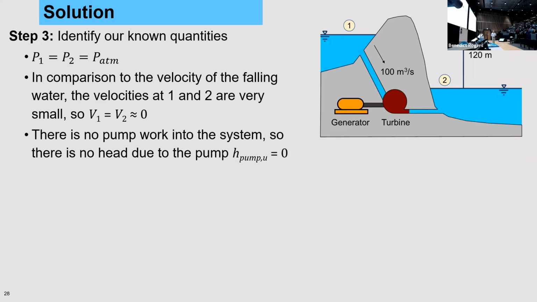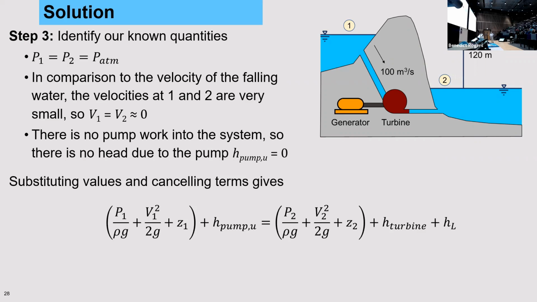There's no pump work into the system. So the head due to the pump is equal to 0. We're just taking energy out. So this is turbine energy out. And we can now start substituting our terms in and cancelling.